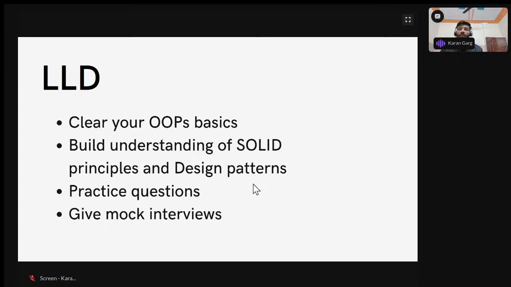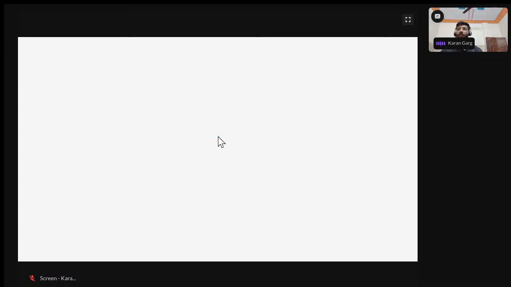Then the next part is to give mock interviews. Mock interviews will help you again gauge where you are and what is the problem that you need to work on. What is that one thing or two things or few things that you lack, and if you work on them, the chances of clearing an interview will increase. So this is mostly about low level design.